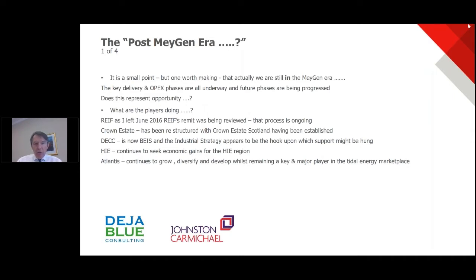So what are the players doing? The Crown Estate has been restructured, and Crown Estate Scotland has been established. Now, I think it's probably widely known that Crown Estate Scotland simply doesn't have the level of resource that the Crown Estate generally have. Crown Estate as a complete organisation, it's unknown to me whether they have appetite to fund. I would speculate that they don't. I would speculate that they're not in that market now.